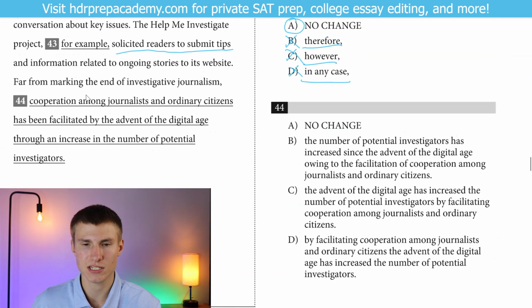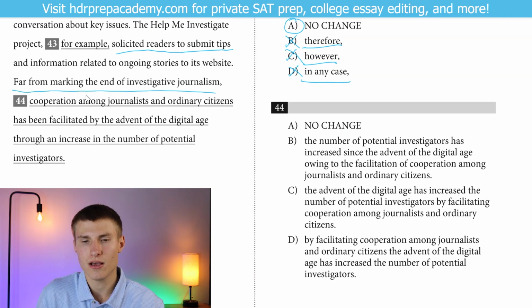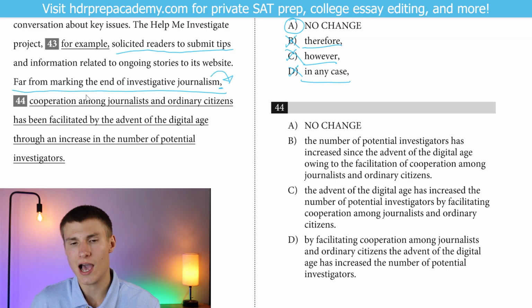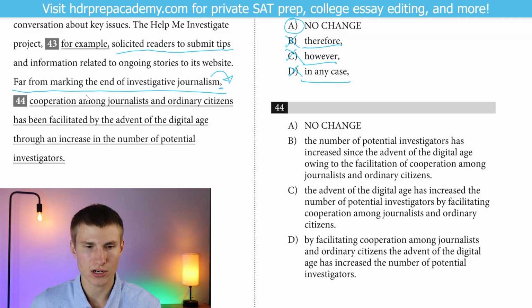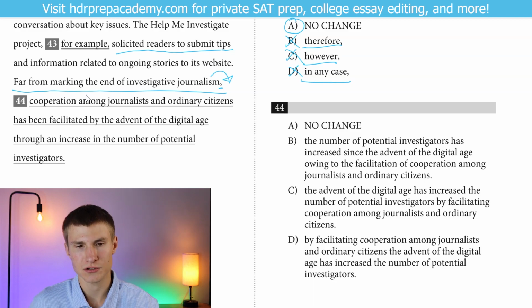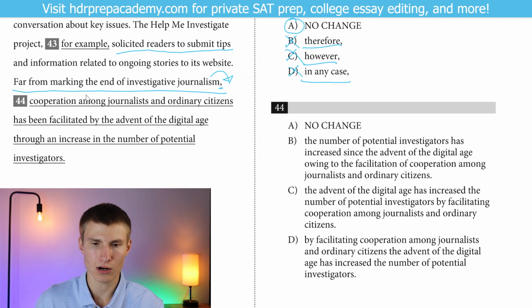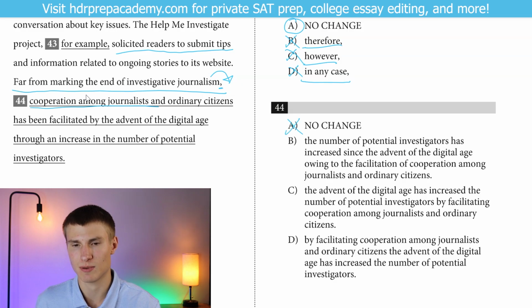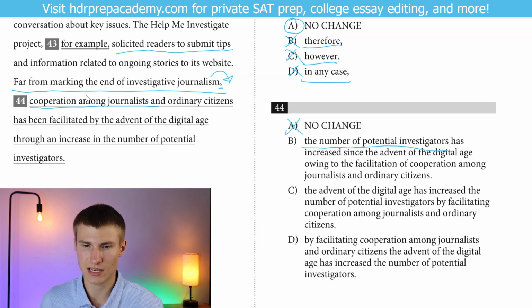"Far from marking the end of investigative journalism," key thing to recognize there, that's an introductory modifier. Okay, so we need to know then what it's modifying. So what comes directly after this comma has to be what this introductory modifying phrase is modifying. Far from marking the end of investigative journalism, well, that has to refer to this new digital era, right? This era of the internet. So if we look at answer choice A, we have "cooperation among journalists." That's not the correct thing that needs to be modified. B, "the number of potential investigators," also not the thing that has to be modified.